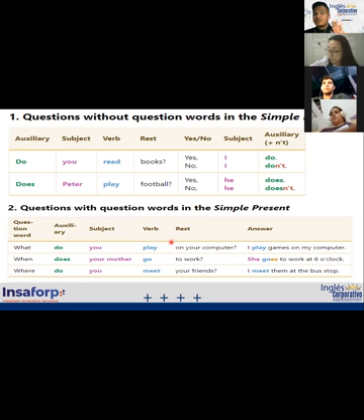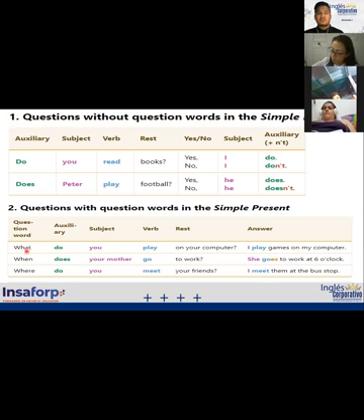A diferencia de las preguntas que solo llevan auxiliar, las preguntas que llevan una WH question at the beginning, en estas siempre, always, you will need to give a complete answer, una respuesta completa. You are not allowed, no se permite solo decir yes I do or no I don't. No. Cuando tenemos una WH at the beginning, ahí tenemos que dar una respuesta completa. Por favor, pay attention to that, because that is also a common mistake. Es un error muy común. So pay attention to that.